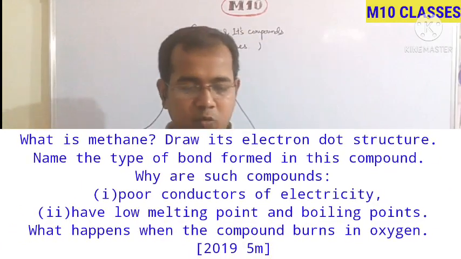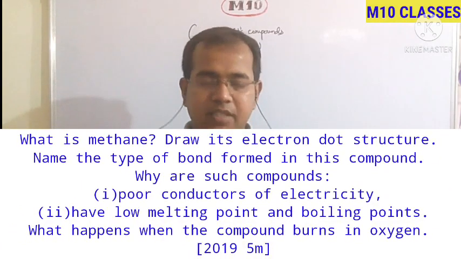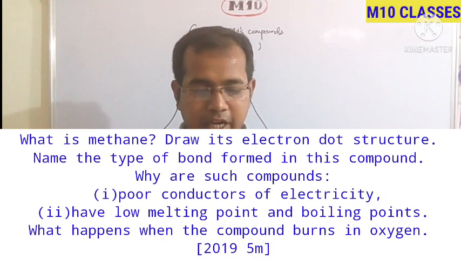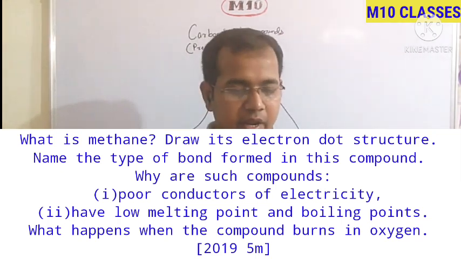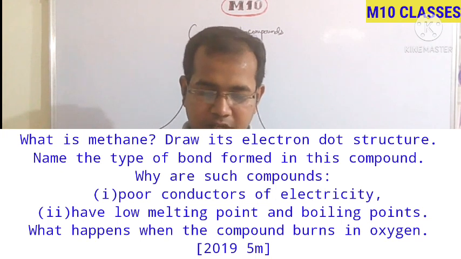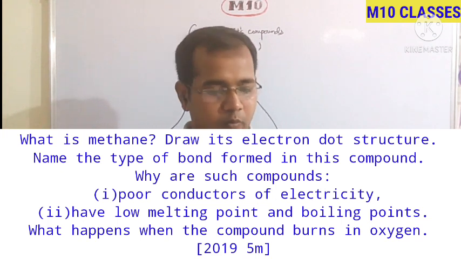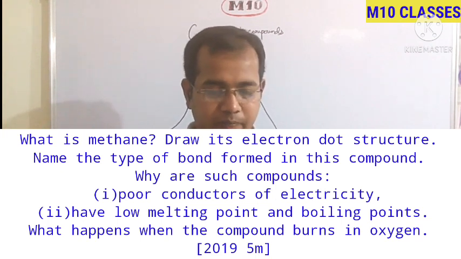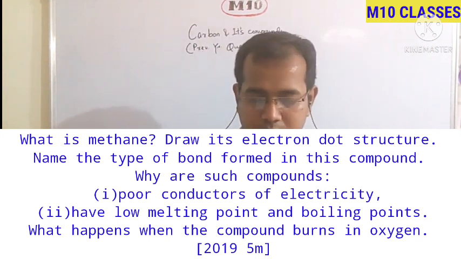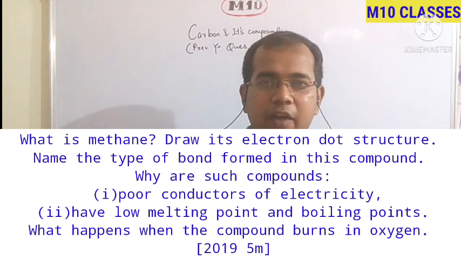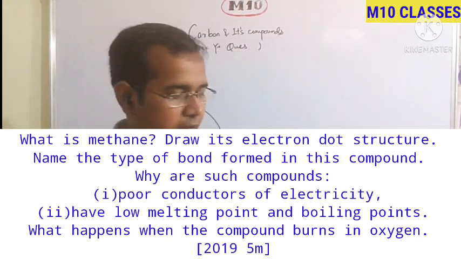Next question is, what is methane? Draw its electron dot structure. Name the type of bond formed in this compound. Why are such compounds poor conductors of electricity and why do they have low melting points and boiling points? What happens when this compound burns in oxygen? Okay. So this is the 5-mark question which has come in 2019.